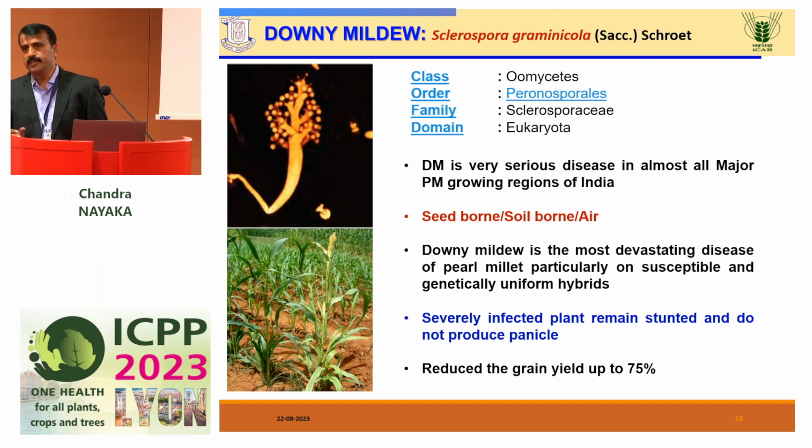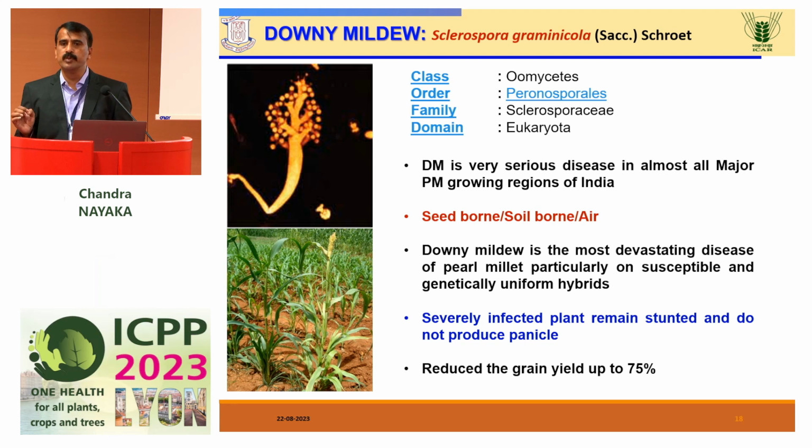The major disease people are facing is downy mildew, which is caused by the pathogen Sclerospora graminicola. It is an oomycete, a biotrophic fungus-like pathogen. It is a very serious disease in almost all major pearl millet growing regions. It is seed-borne, airborne, and also soil-borne, and it can reduce the grain yield by up to 75%.